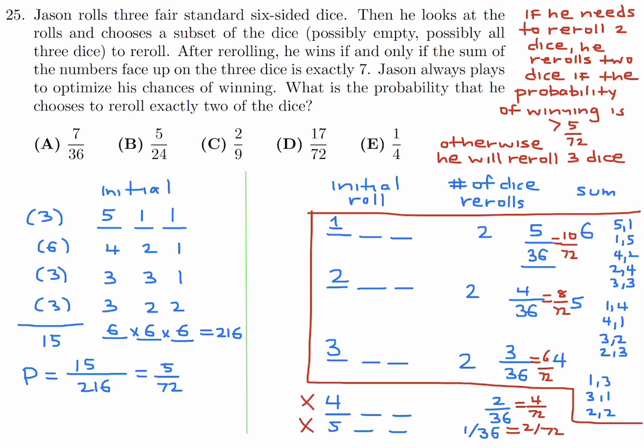So, let's explain again. If he needs to re-roll 2 dice, he re-rolls 2 dice if and only if the probability of winning is greater than 5 over 72, which is this guy, and this guy. For here, he will not do that. He will re-roll 3 dice, because if he re-rolls 3 dice, the chance of winning is 5 over 72. That's a better probability than if he does this, which is only 4 over 72. He obviously wants to optimize his chances of winning. All right, so I think I've beaten that to death. Now let's move on.